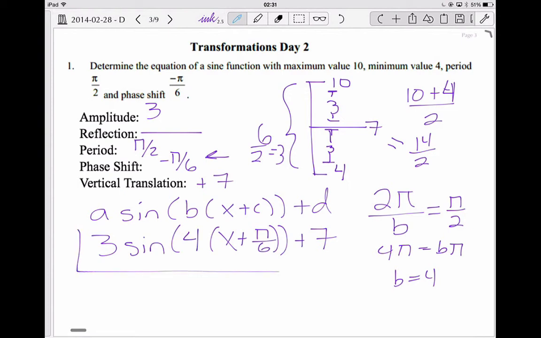And this is just one of infinitely many equations that would make the same graph.